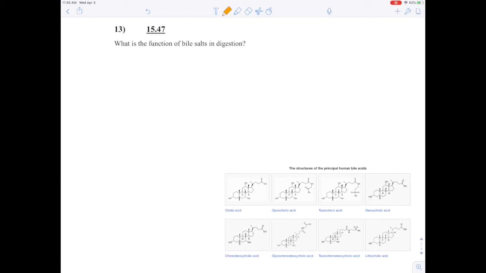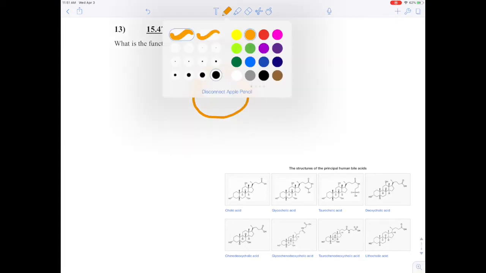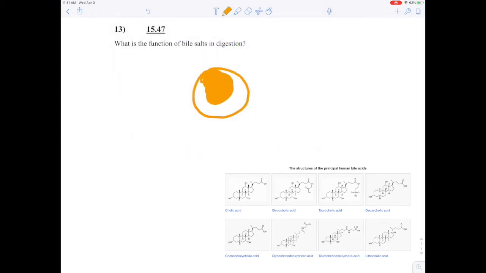Question 13 in chapter 15 asks, what is the function of bile salts in digestion? And this has to do with digesting fats. So let's set the scene. The scene is you just ate a salad, it was doused in olive oil, and now you have this big, gigantic glob of olive oil sitting in your stomach. Gigantic glob. And your body has to digest it.